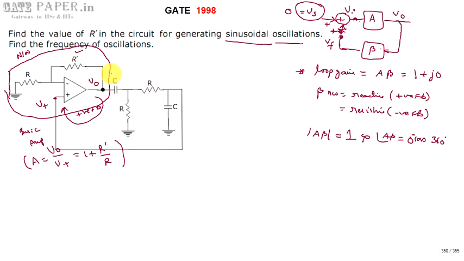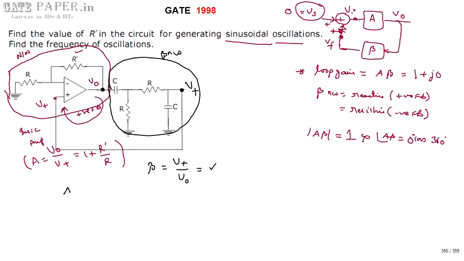Next, the beta network is a part of the output that you are providing back to the input side. This is the beta network. For the beta network, the output is this point, which is V plus, and the input is V naught. So for the beta network, beta is equal to V plus divided by V naught, which you have to calculate.